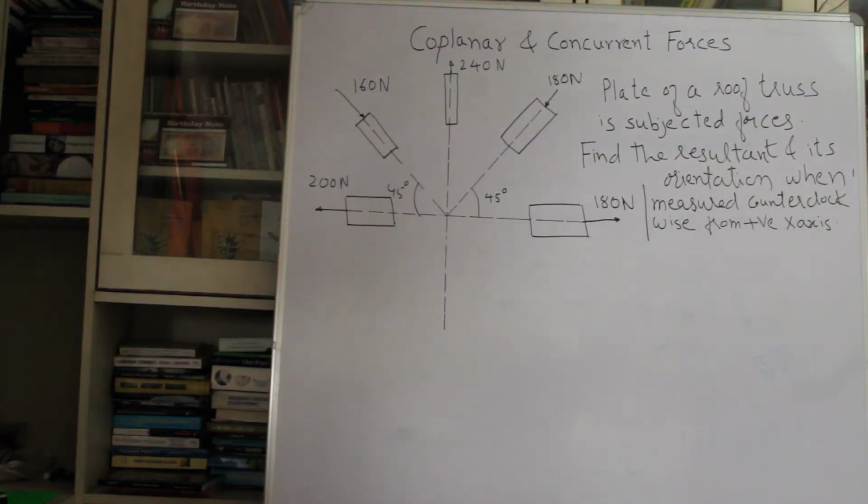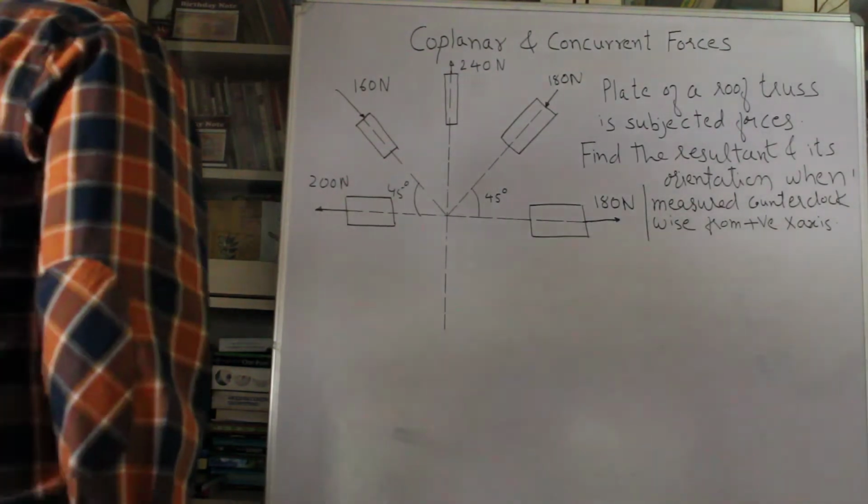Please read the problem. A gusset plate of a roof truss is subjected to forces as shown in the figure. Determine the magnitude of the resultant force and its orientation when measured counterclockwise from positive x-axis.